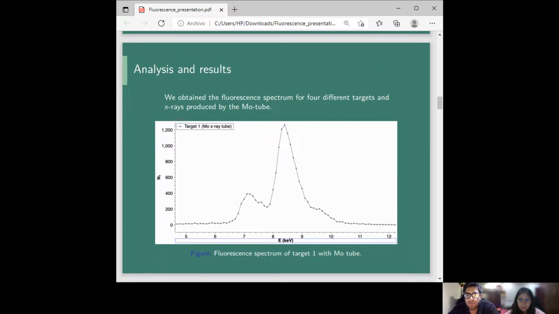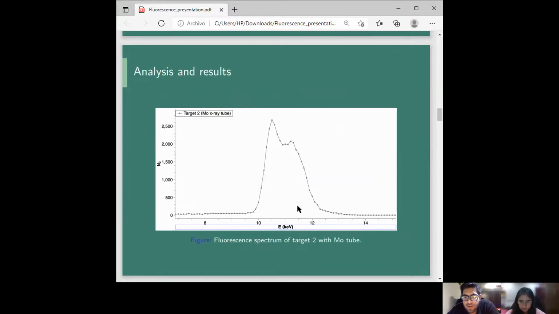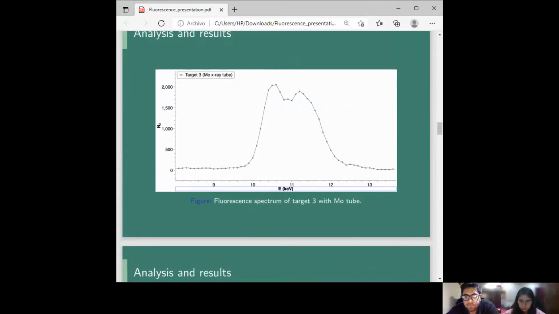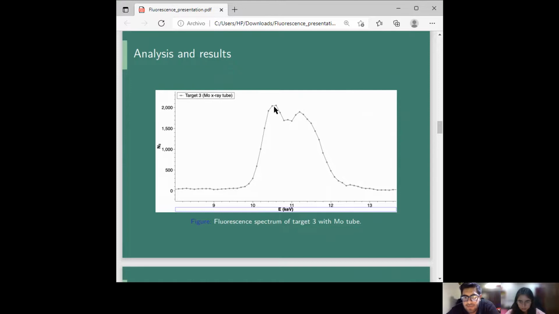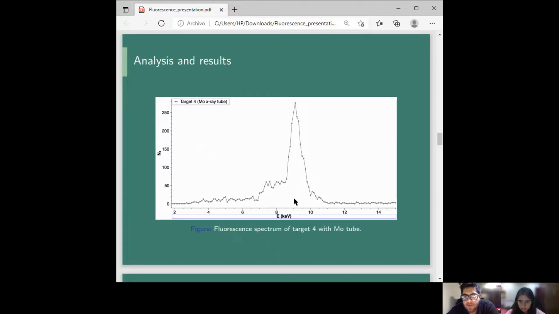We obtained the fluorescence spectrum for 4 different targets with X-rays produced by the Mo tube. As can be seen in figure 1, target 1 has 2 peaks, one around 7.2 and one around 8.7. For target 2, it also has 2 peaks, one around 10.5 and the other around 11.5. Also for target 3, we have 2 peaks, one at 10.5 and one at 11.2. For target 4, we have many peaks, but there is one that is more visible, around 9.